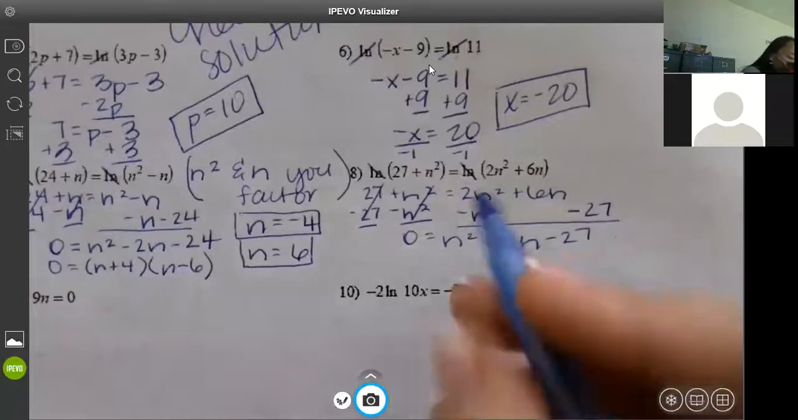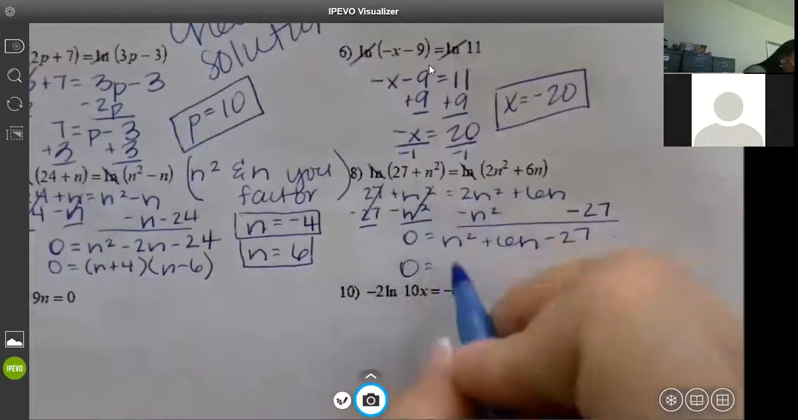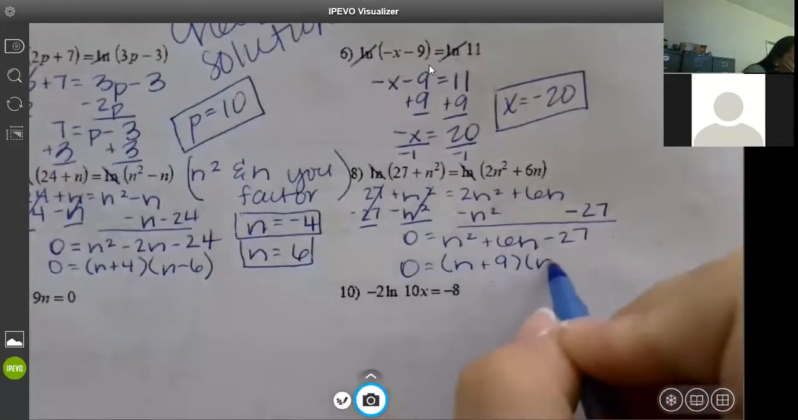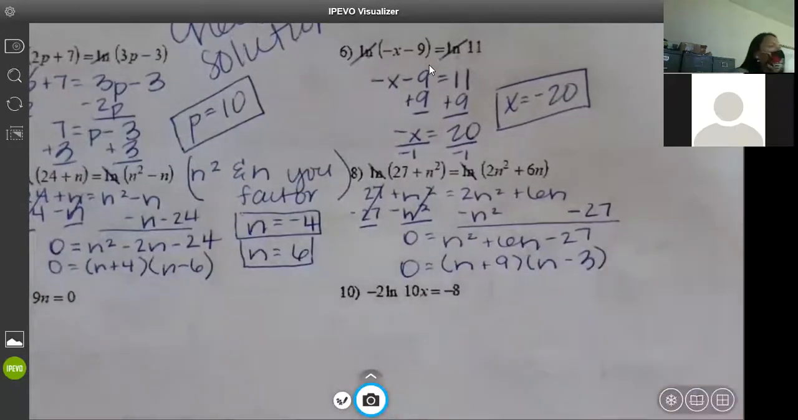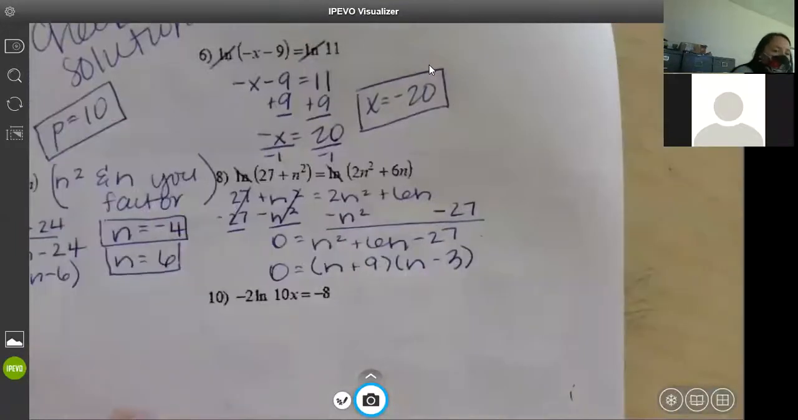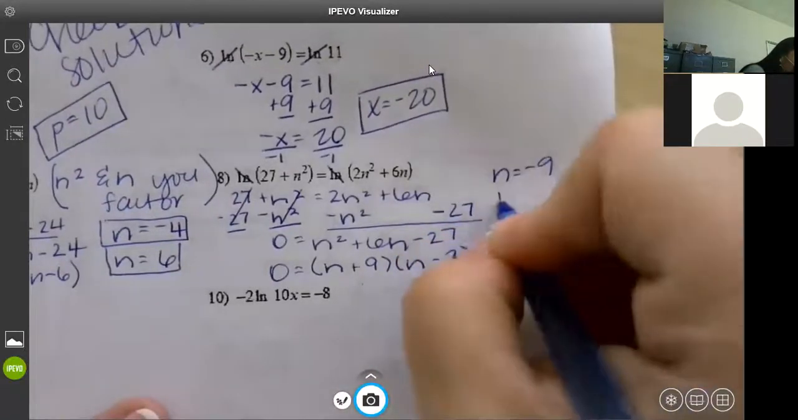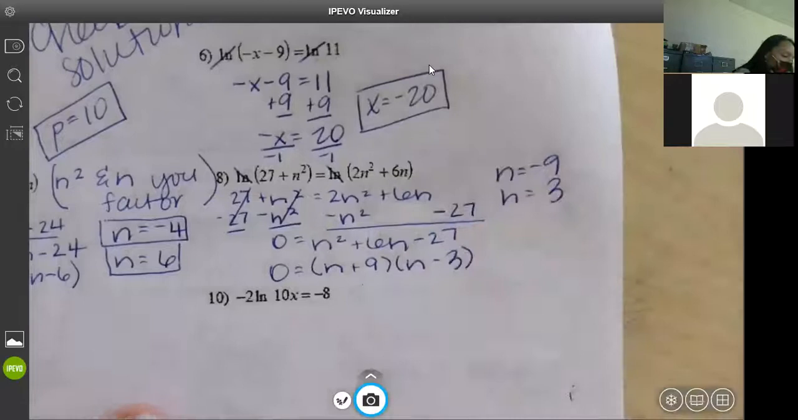Factors of negative 27 that add to 6. This is cheater method as well. 9 and negative 3. Again, if you need your calculator, use it. Remember, you get your calculator on everything. All right. Our answers will be negative 9 and positive 3.